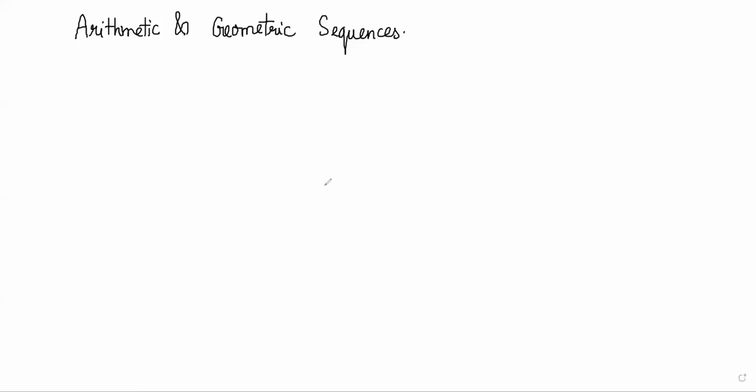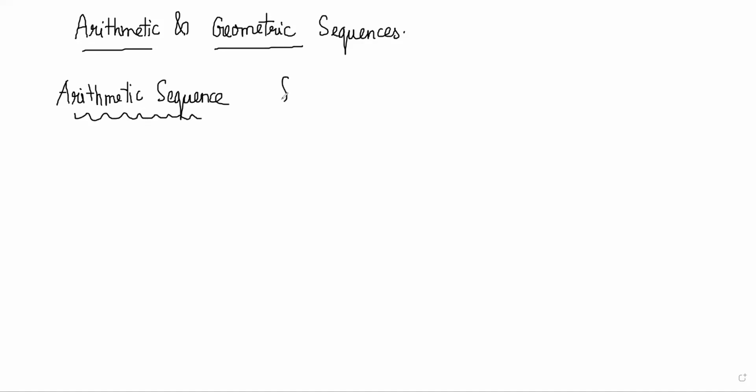Hi. In this video, we are going to start a new section for the course, which is on arithmetic and geometric sequences. So the basics of arithmetic and geometric sequences should be familiar to all of you students. The idea is simple. An arithmetic sequence is a sequence such that the difference between any two consecutive terms is constant. So let's say we have a sequence like this.